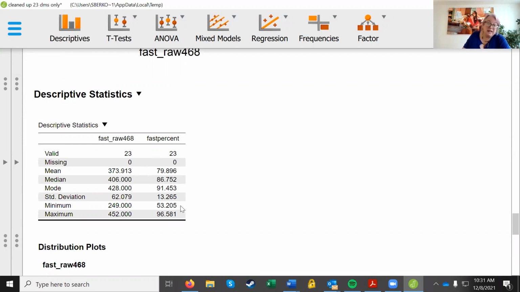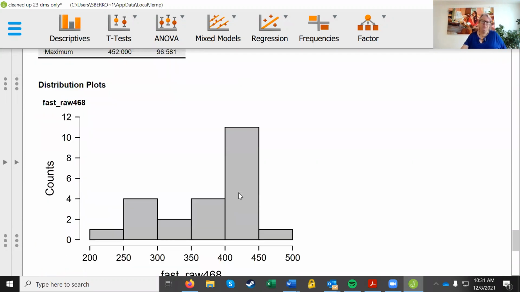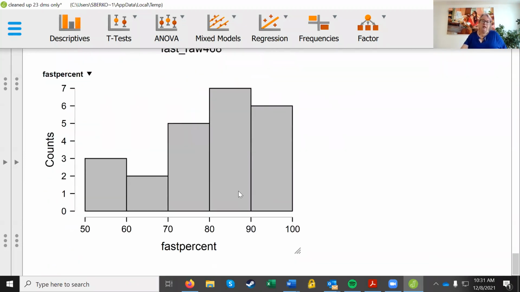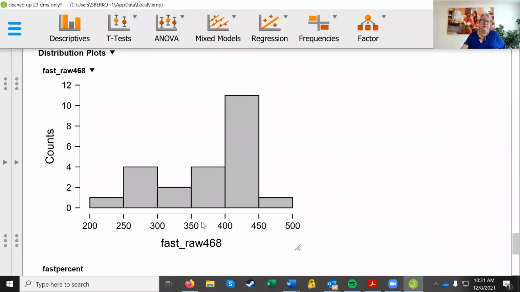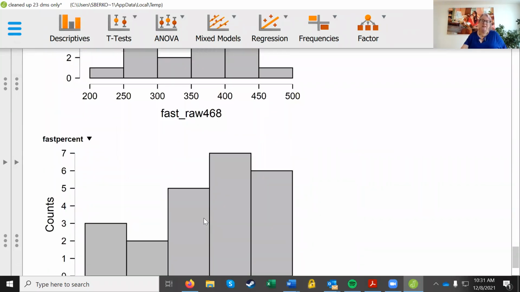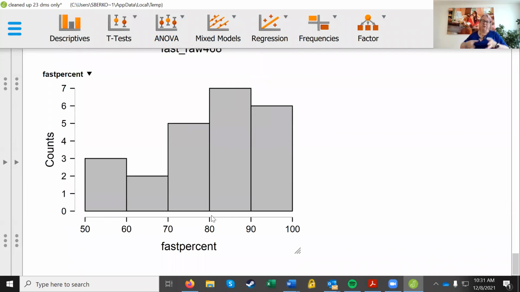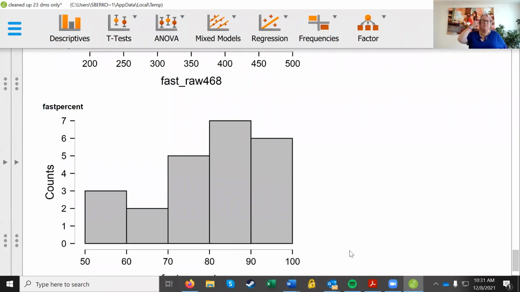The lowest anybody got was a 53. The highest anybody got was a 96. We could round it to 97. The mean on the test was 79, the median was 86, and the mode was 91. So it seems like it's a pretty good test. Now, it's interesting that it binned it a little differently. JASP is doing the binning here, deciding on 50s, 60s, 70s, 80s, 90s. So this is actually, for my brain, making much more sense.